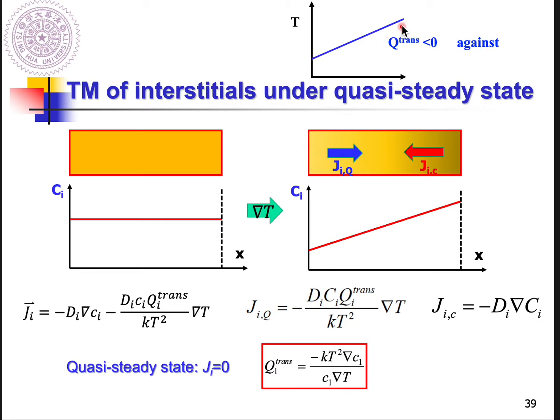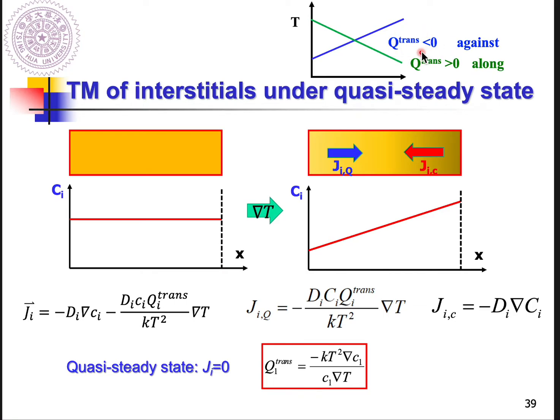On the other hand, if the temperature gradient we apply on this material is negative, then the upper portion is negative divided by negative, so the heat of transport will be positive. Positive tells you what? The atoms are pushed from high temperature toward low temperature, and that will result in this kind of profile. So when the heat of transport is positive, the atoms are pushed along the temperature gradient, because they are pushed from high temperature toward low temperature.